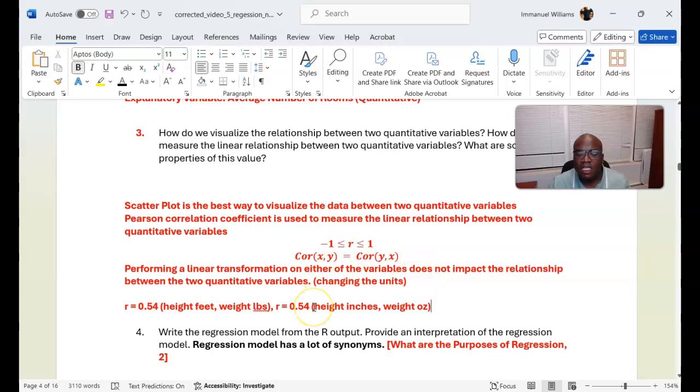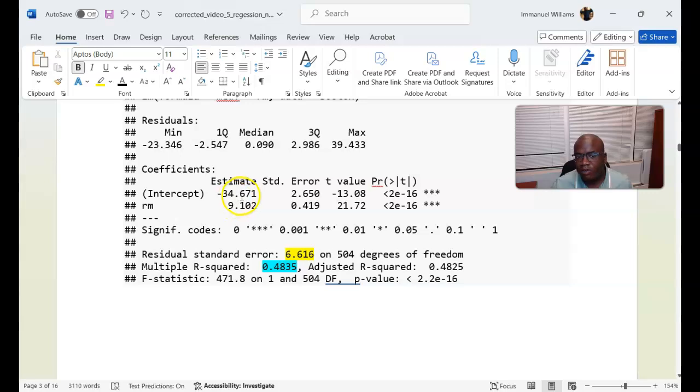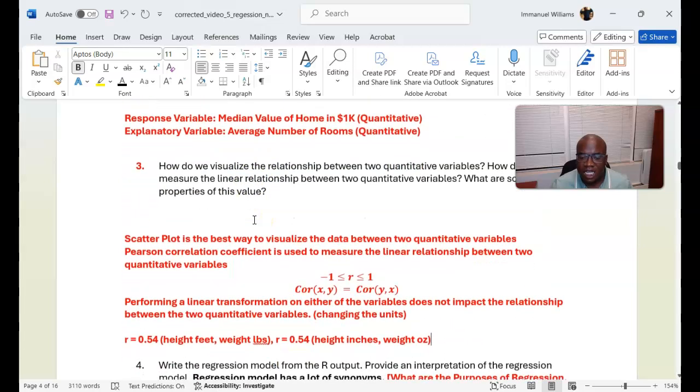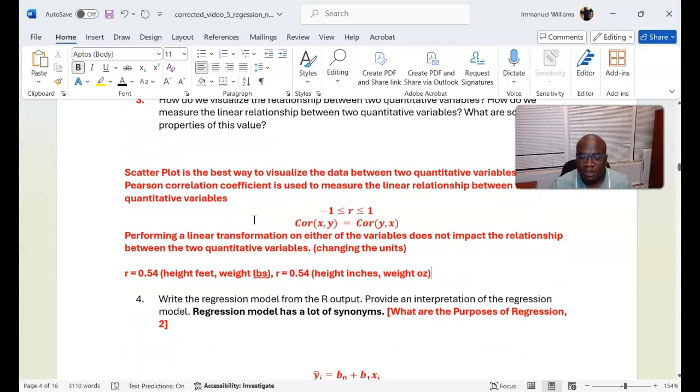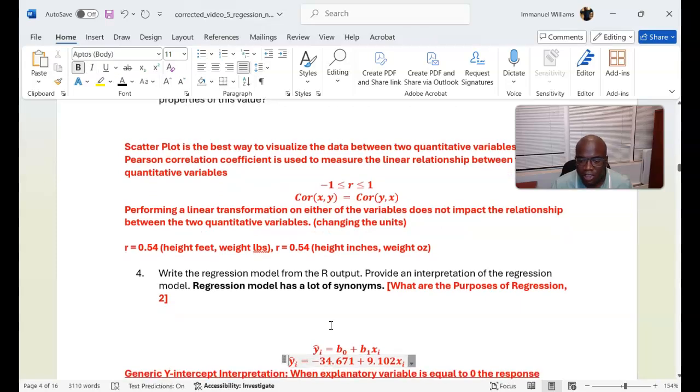All right, so the next thing is to write the regression model from the R output. That's what I was talking about in terms of the -34.67 and the 9.1. So write the regression model. What does that exactly mean? That says just write the equation. So yi hat is equal to b0 plus b1 xi. And then I can translate that to yi hat is equal to -34.671 plus 9.102 xi. That's just the information from our output.